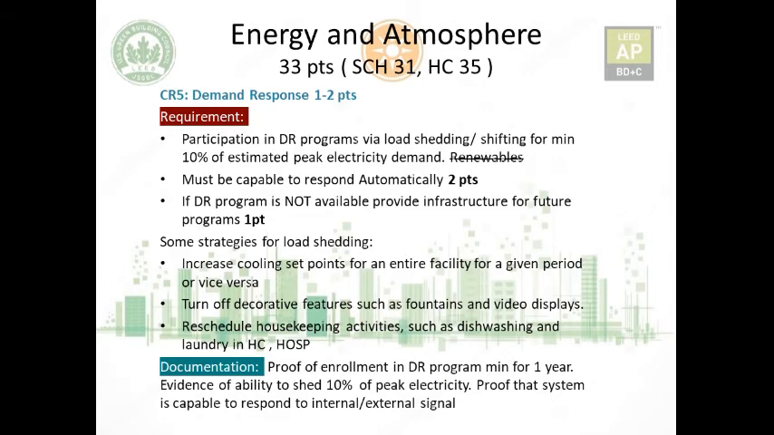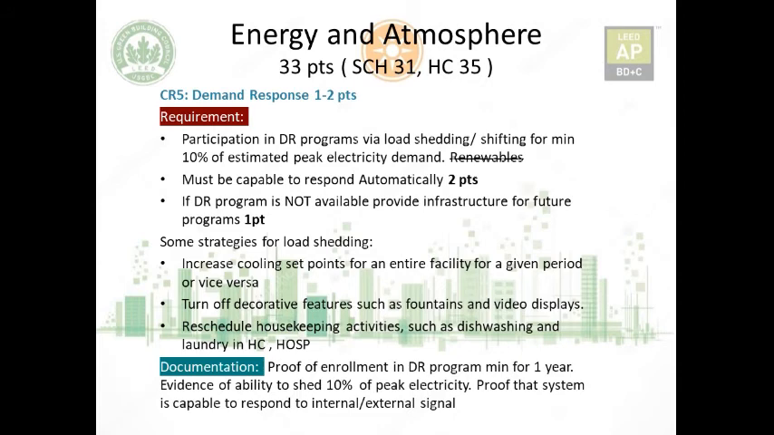Some strategies for load shedding could be increasing cooling set points for the entire facility, and vice versa. You can turn off some features that are solely decorative, or even if shutting them off will not affect the normal operation of the building, like fountains, video displays, or some decorative lights. And if the demand goes high in a certain time period, you can reschedule some activities such as dishwashing and laundry in healthcare and hospitality, where it uses so much energy. So these are some strategies in order to respond to a DR event.